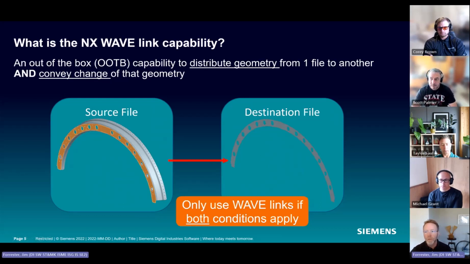If you're using wavelengths to copy geometry and that's all you're doing, you're burdening yourself with a lot of overhead. So just copy paste. If that's what you're doing, just copy paste. But if you want to associate and convey change of that geometry, then you use wave.